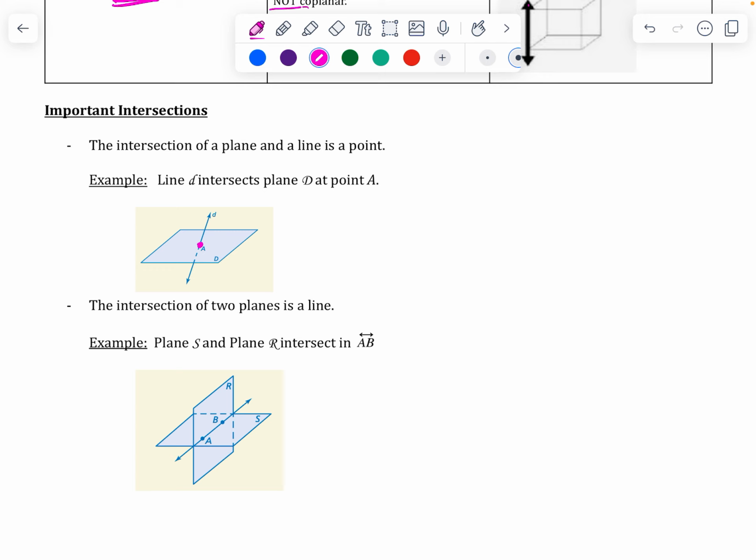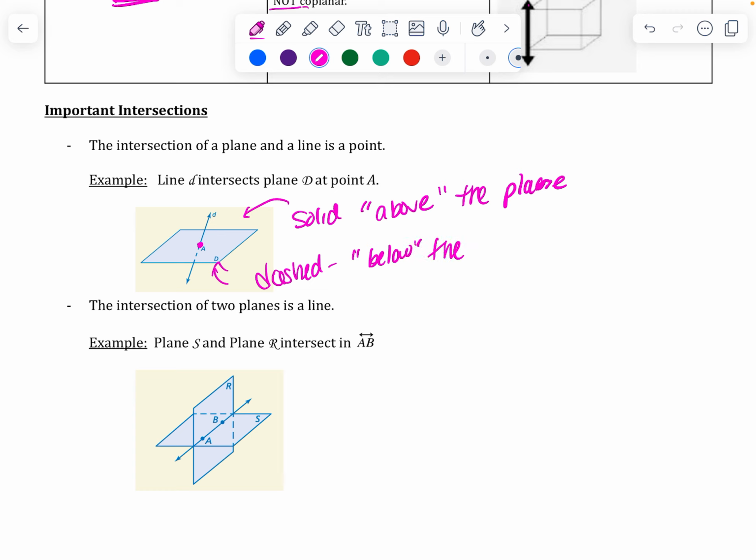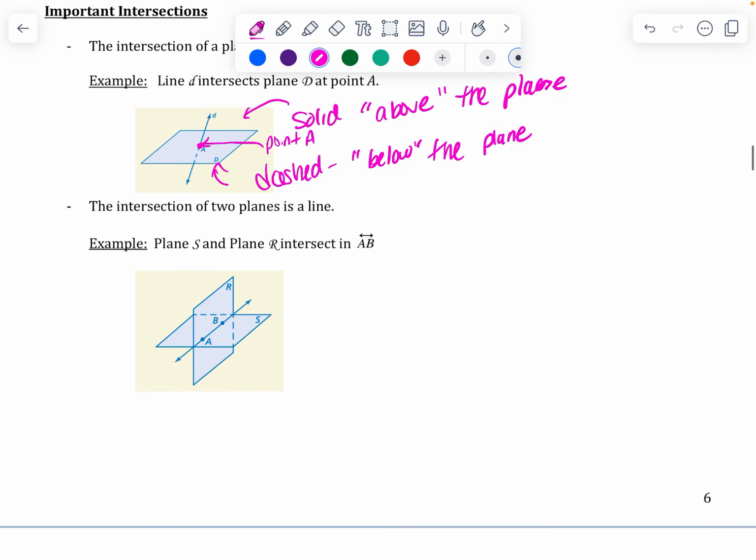The solid line means that that part of the line is above the plane. And we use the dashed part to show that that part is below. And the line goes through the plane at point A. That's the intersection point.